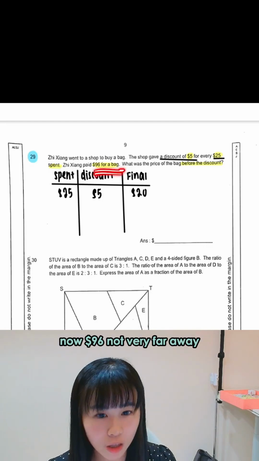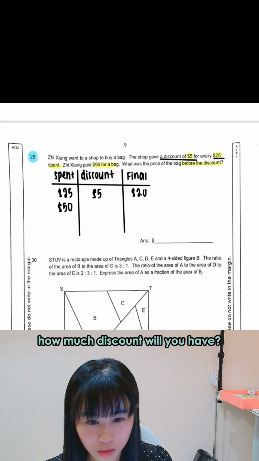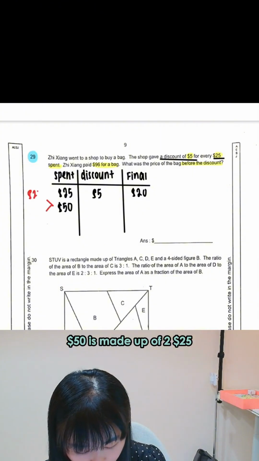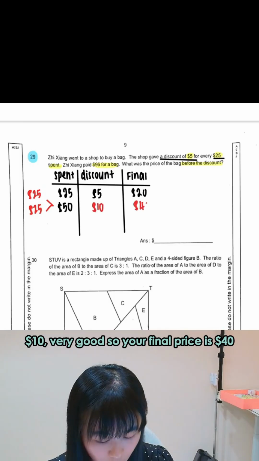Now, $96 is not very far away. Let's just list it out. If let's say you spend $50, how much discount will you have? $50 is made up of two $25, right? $10, very good. So your final price is $40.